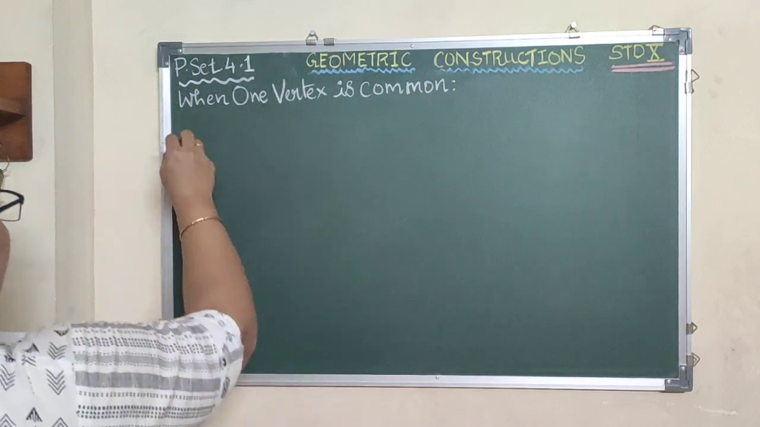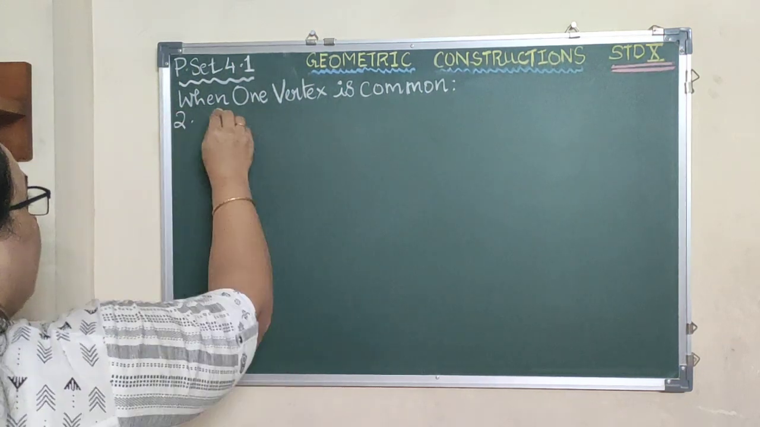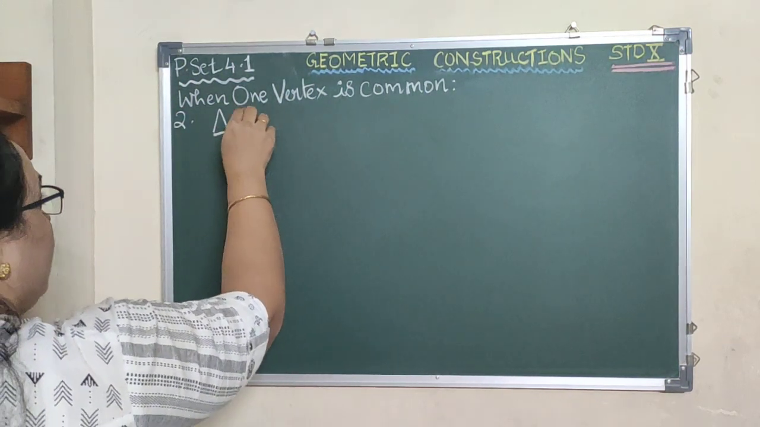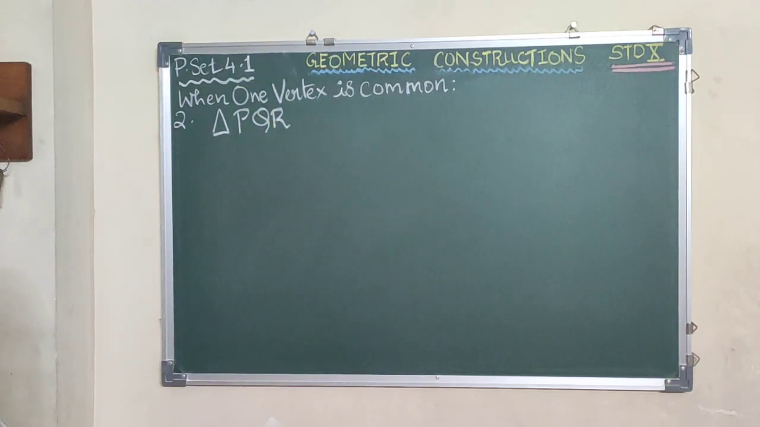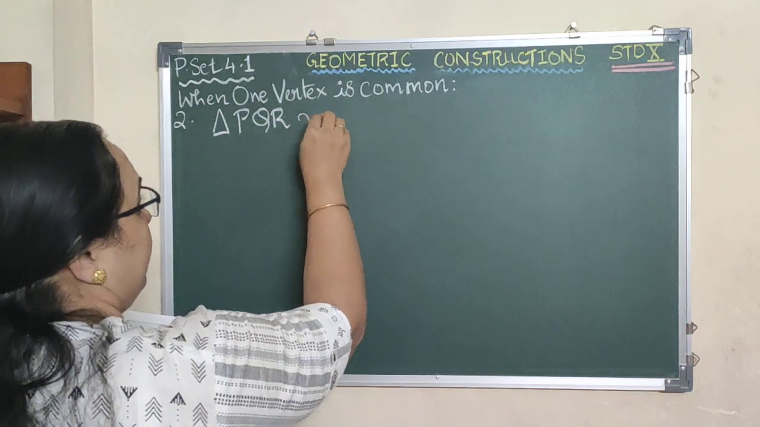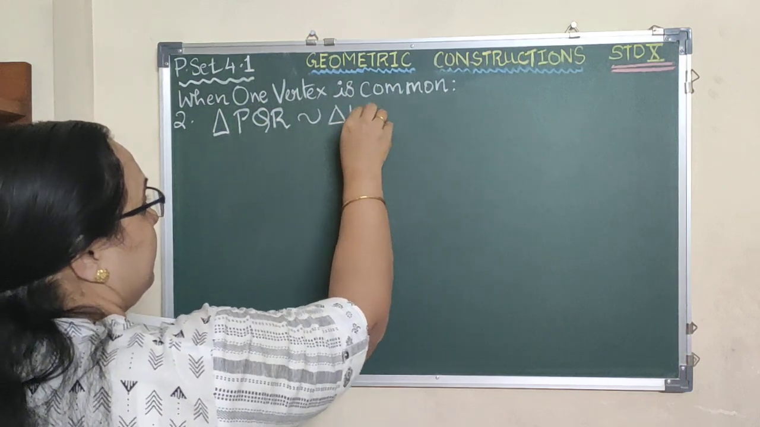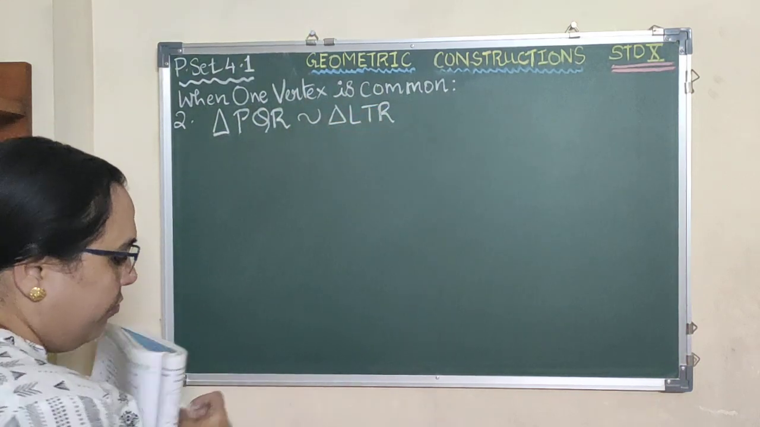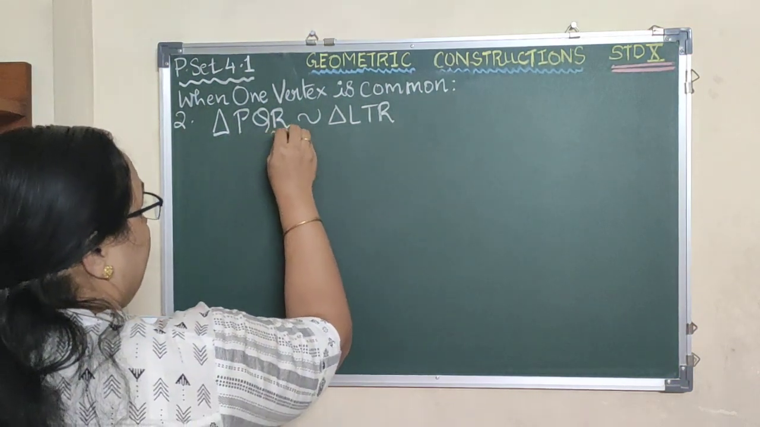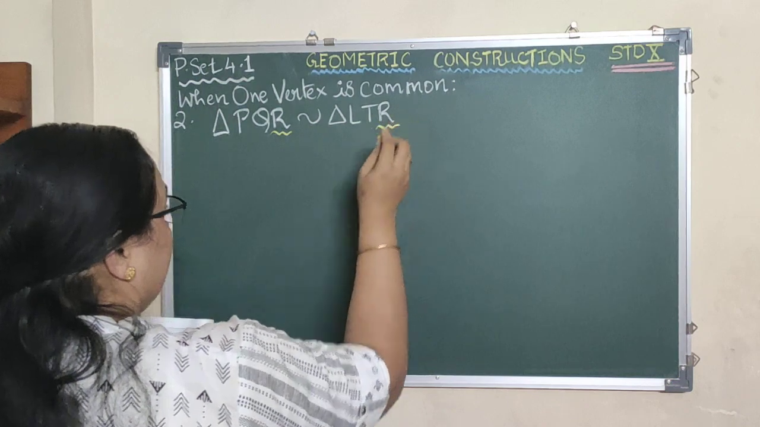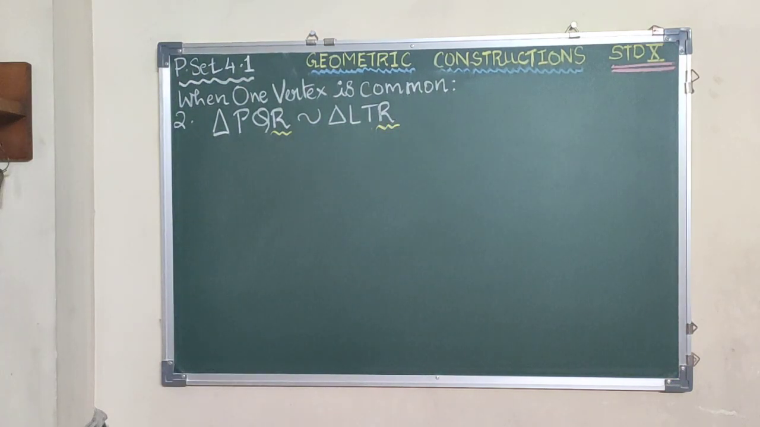Now in the second sum, triangle PQR is similar to triangle LTR. I would just like to bring to your notice which vertex is common. Yes, vertex R is common. Further, let us see what is given to us.